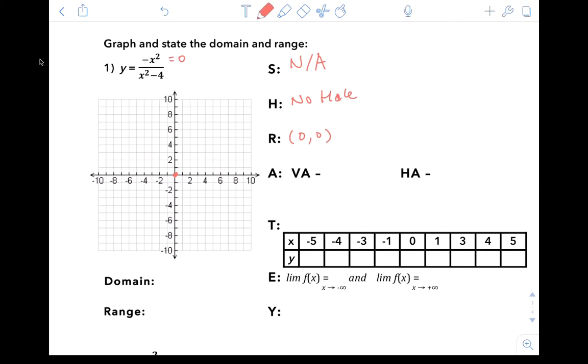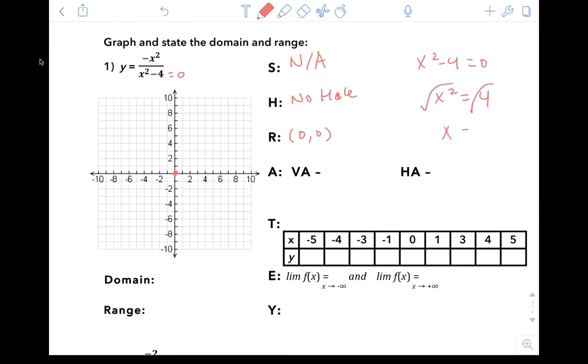Vertical asymptote: denominator set equal to 0 and solved. So if I have x squared minus 4 and set it equal to 0, you could factor it, or you could leave it as such, add 4, square root. Either way, make sure you understand that you're going to get plus or minus 2. So you have two vertical asymptotes at positive and negative 2.